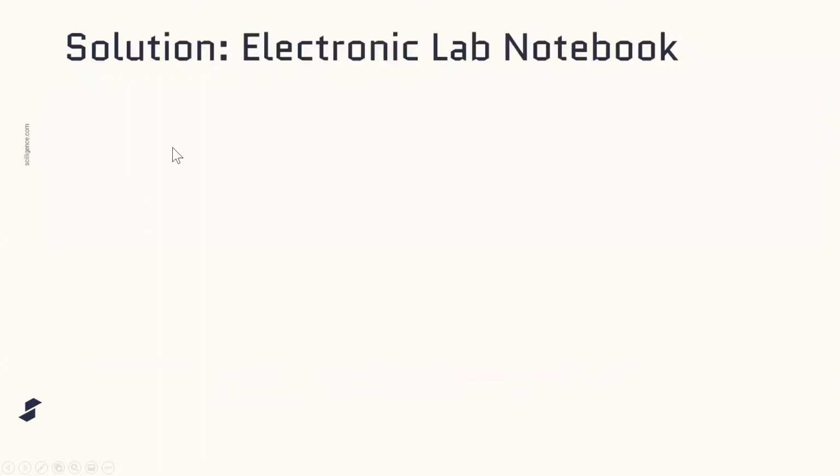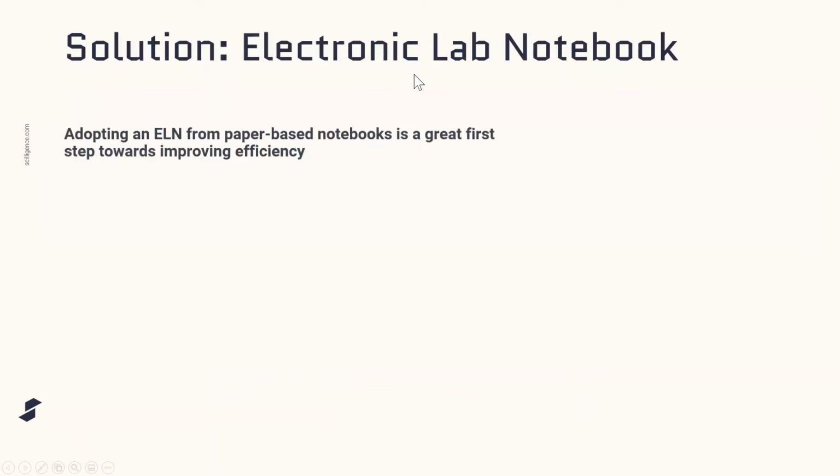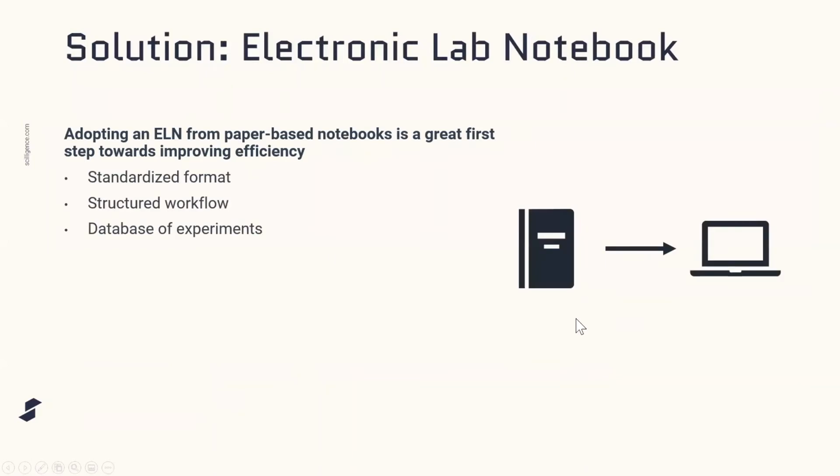So one of these solutions that can help mitigate the pain point of drafting a synthetic report is to simply go from a paper-based notebook to an electronic lab notebook. Adopting this is a very good step towards improving the efficiency. Typically, the advantages are that from paper-based to electronic, you have a standardized format, you have a structured workflow, and you also have a database of experiments that you can quickly sort through, rather than going from notebook to notebook and searching as need be.